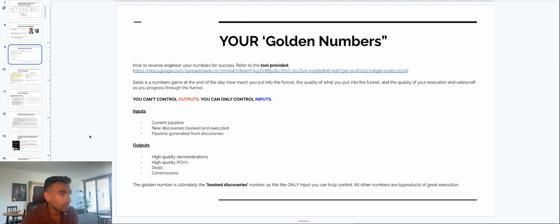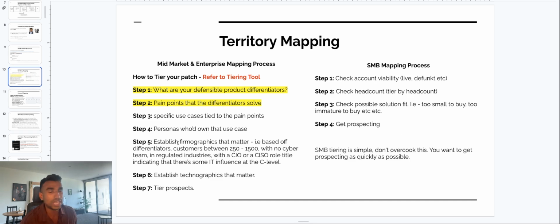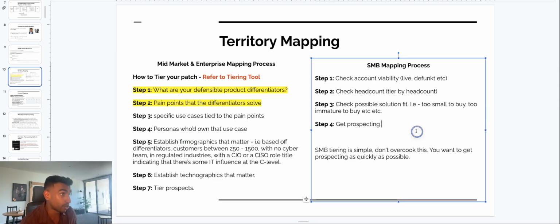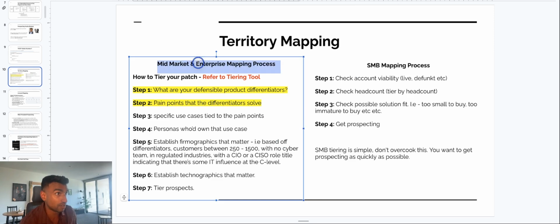Okay, so where to from here, right? Let's say that you know what your golden number is. Let's say, for example, your golden number is 6 or 7, right? The next thing is we want to start looking at what your territory looks like. Now, I've broken this up into 2 parts, right? If you have over here what a mid-market and enterprise mapping process looks like, I'm showing that to you because there is a clear difference between mid-market and the SMB process.